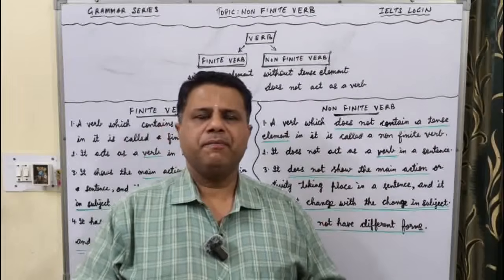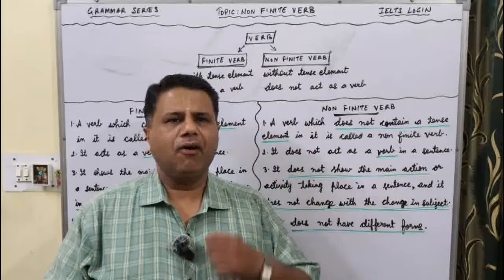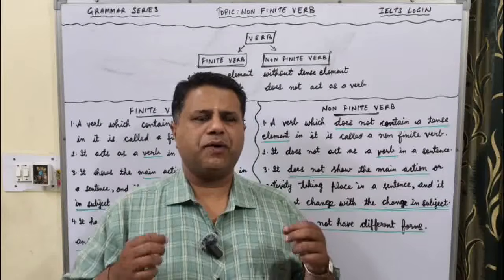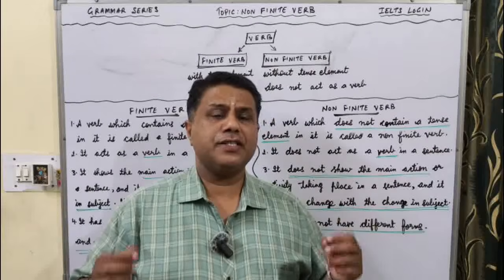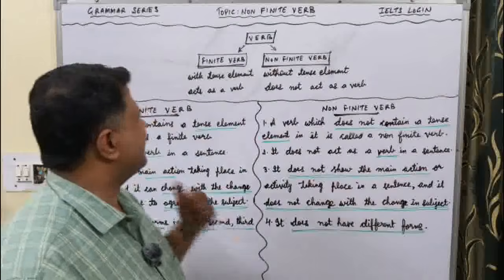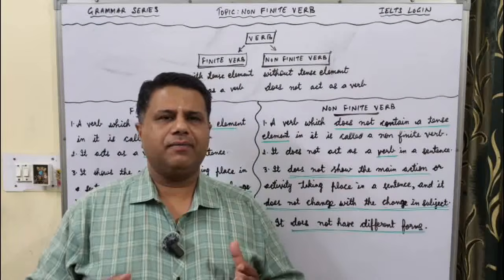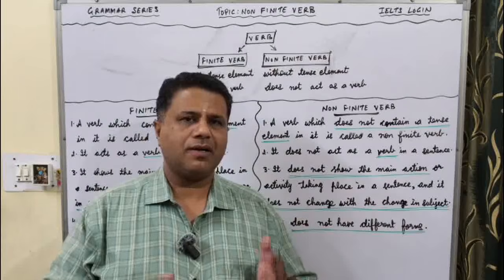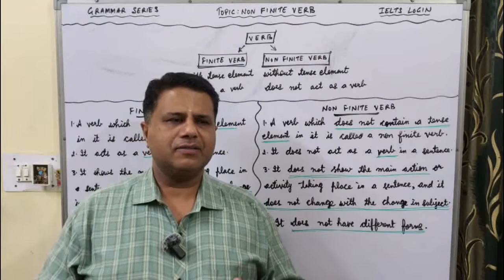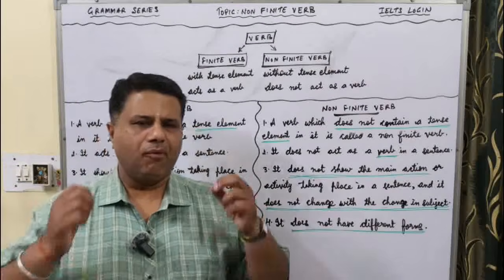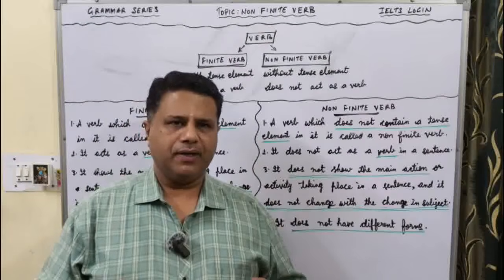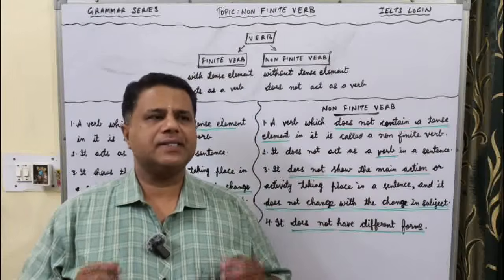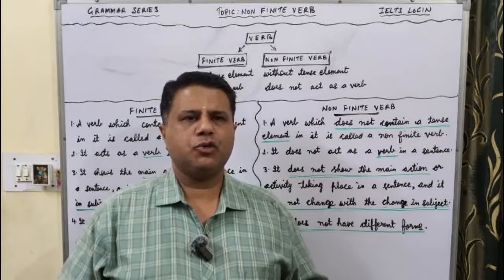So let's get started. Before we discuss different types of non-finite verbs or the definition of a non-finite verb, we have to compare finite verb with non-finite verb so that the distinction is clear to the children. So first of all, let's see what is a finite verb. The first basic difference between a finite verb and non-finite verb is that a finite verb has got a tense element and a non-finite verb does not have a tense element. The second main difference is the most important difference. A finite verb acts as a verb in a sentence. The role of a finite verb is that of a verb in a sentence. It shows some action. It shows some activity.